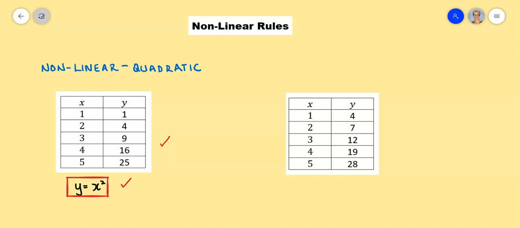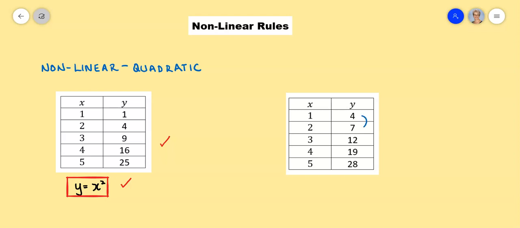On the right-hand side of the page, I have another algebra table with a nonlinear rule. And this nonlinear rule is also quadratic. I know it's quadratic because when I examine what our y values are increasing by, I find that even though y is increasing by a different amount each time, the amount that they are increasing by is in a pattern. Let's have a look.